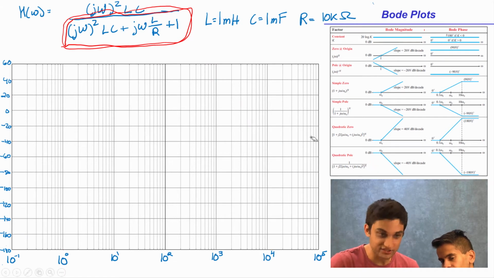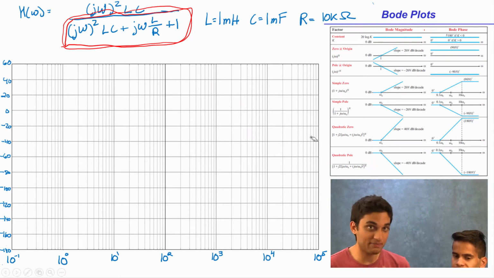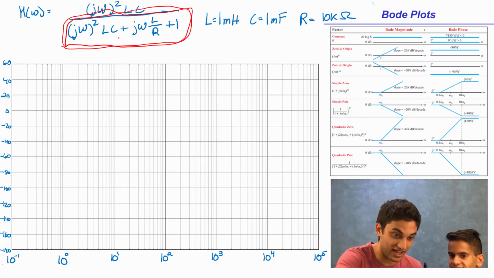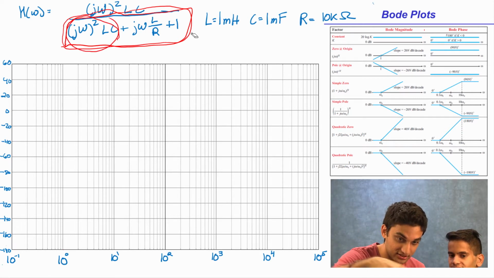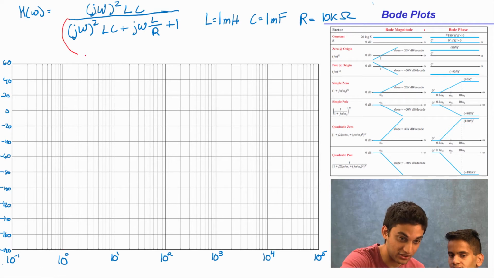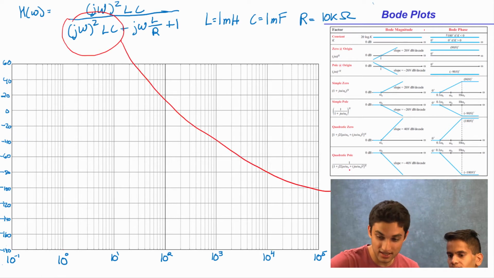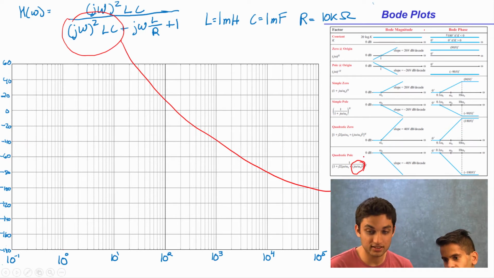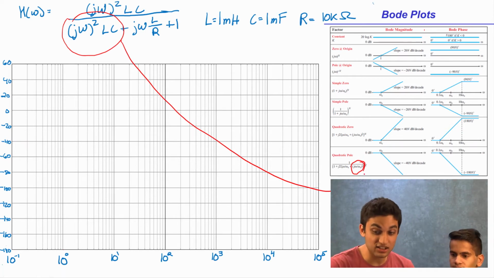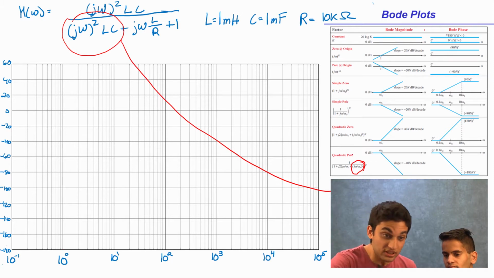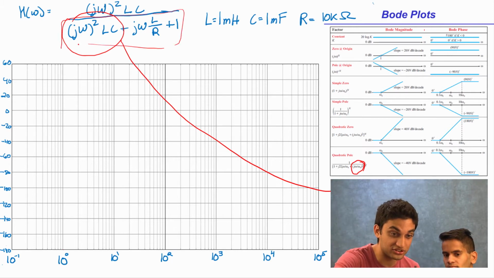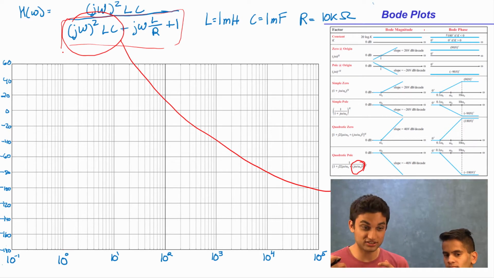Cool. So the first thing we're going to try and do when pattern matching these things is to look at this term, and compare it to this term. Because the first thing we're going to do is determine the cutoff frequency. And this cutoff frequency is only for this term, because one of the main aims of a Bode plot is to segment the terms into different components and then treat each component separately, which is why the Bode plot abstraction is powerful.